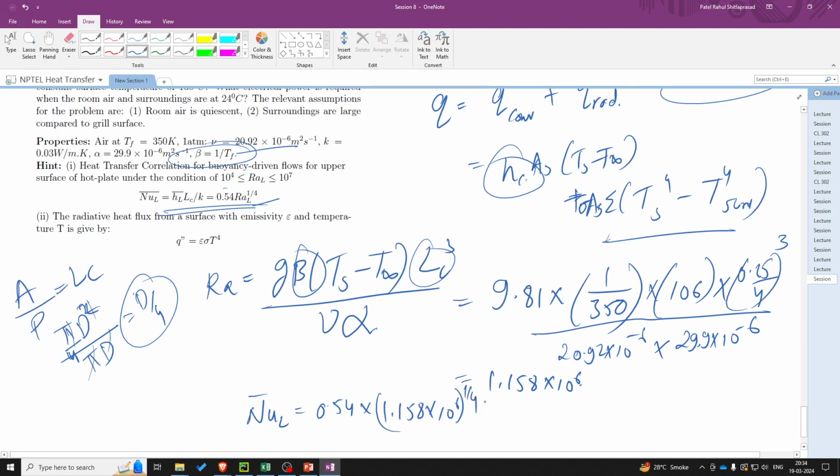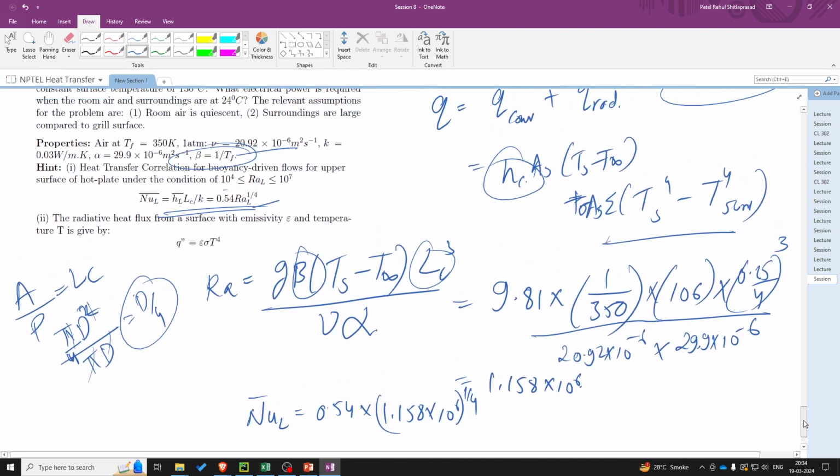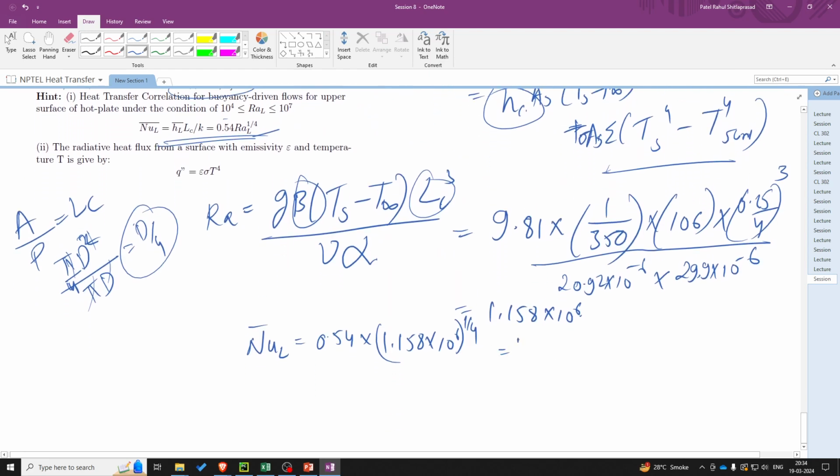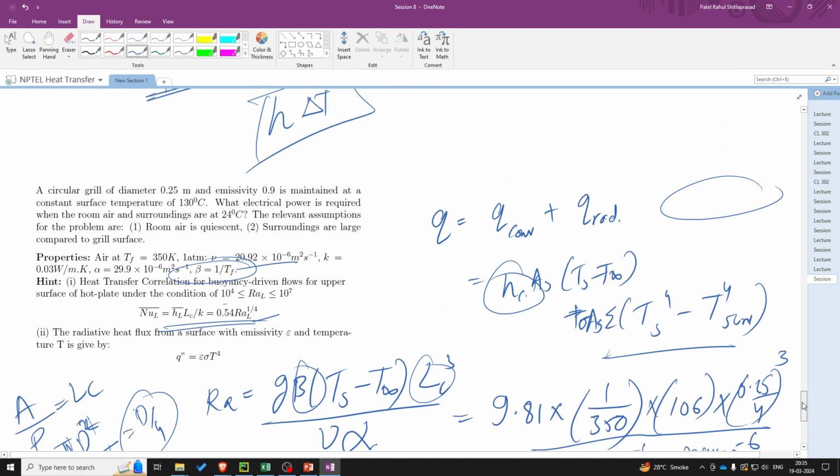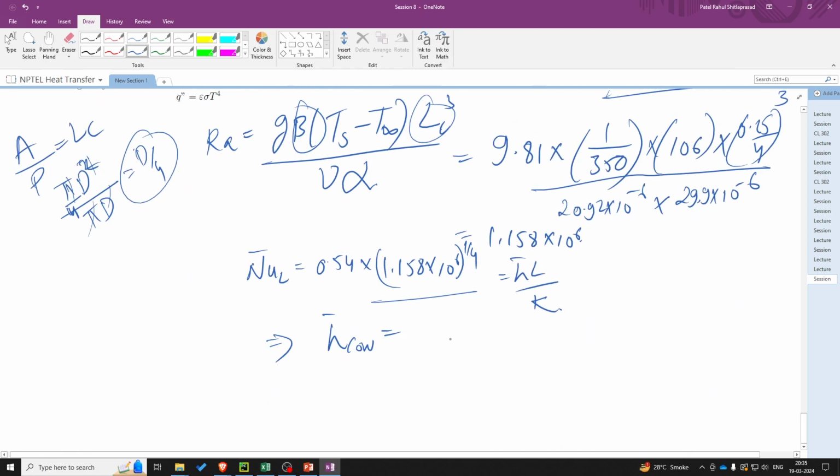So Nusselt number will come. I don't have the value of Nusselt number, but I have the value of heat transfer coefficient. So this will be h bar L upon K. So the value of heat transfer coefficient due to convection will be this term into K, which is 0.03.